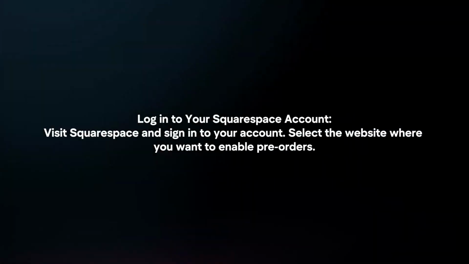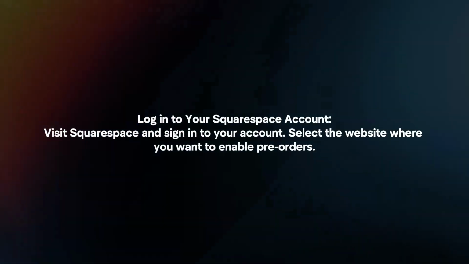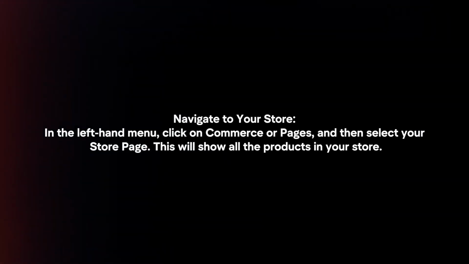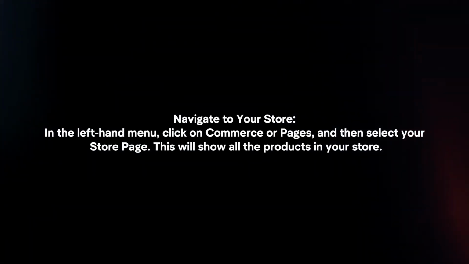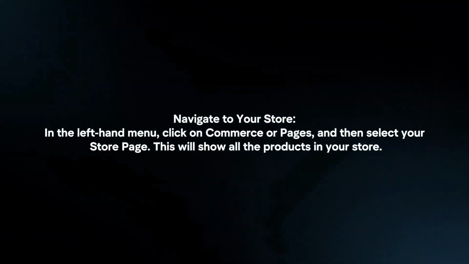Log into your Squarespace account. Visit Squarespace and sign into your account. Select the website where you want to enable pre-orders. Navigate to your store. In the left-hand menu, click on Commerce or Pages and then select your store page. This will show all the products in your store.